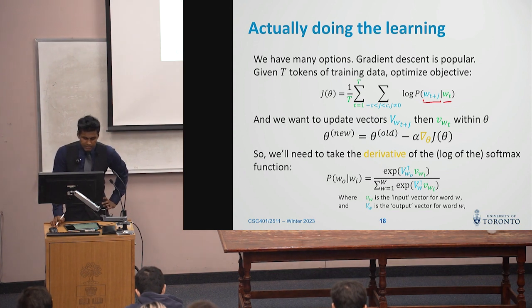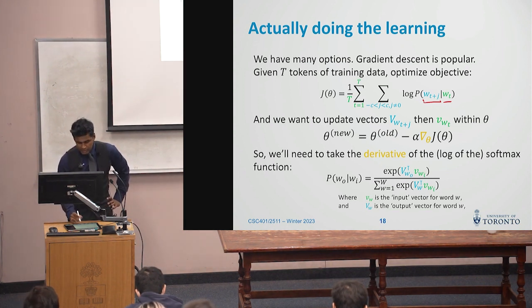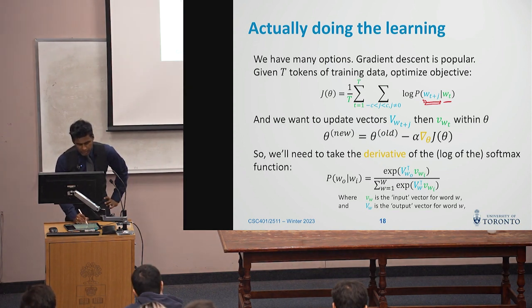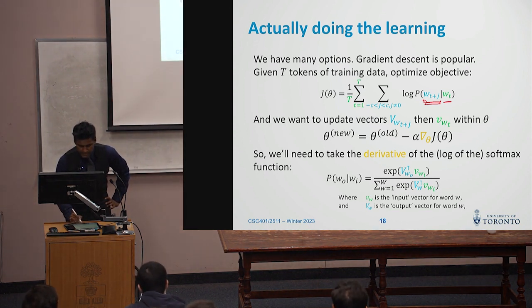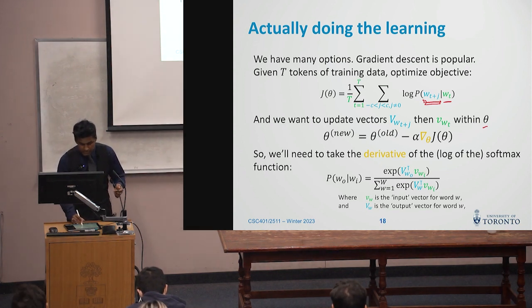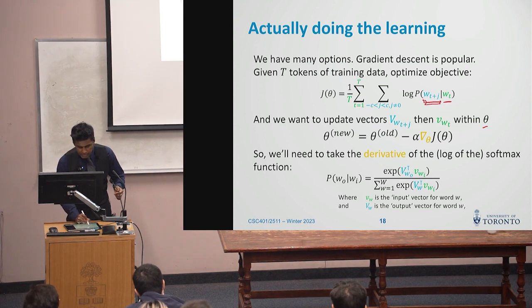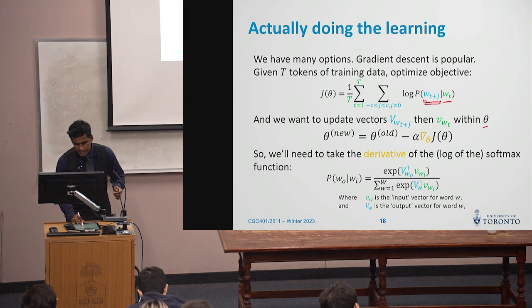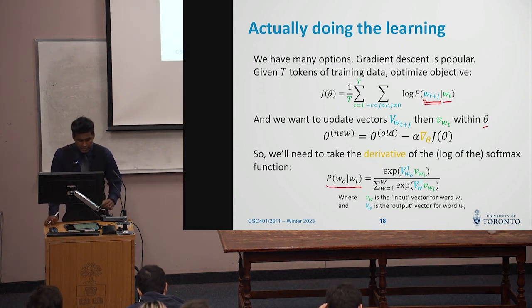In order to optimize, we have to take the derivative of the log of the softmax function. Why? Because the probability of the output word given the input word is given by this softmax form here, and in order to do gradient descent, we need to take the derivative of this function. Then we use that derivative to update using stochastic gradient descent: the old parameters are updated in the direction of the gradient. So let's look at how we can take the gradient.